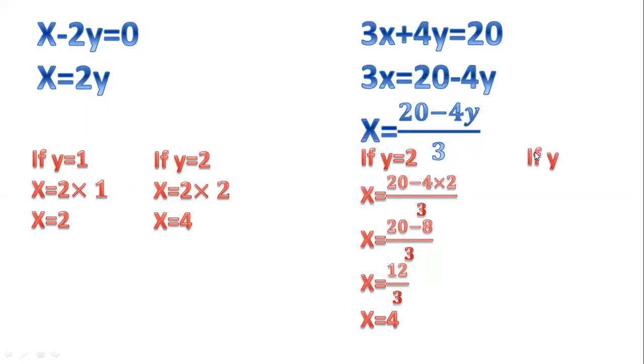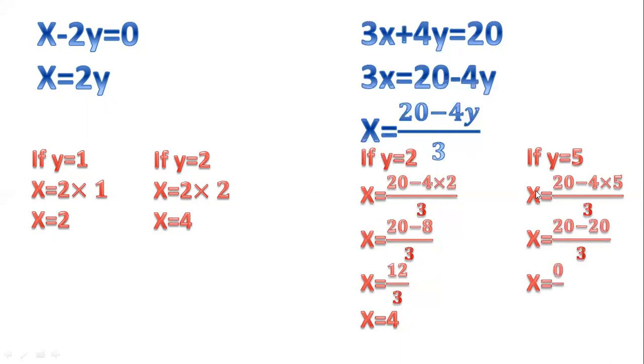So if y is equal to 5, then x is equal to 20 minus 4 into 5 divided by 3. That is x is equal to 20 minus 20 by 3. x is equal to 0 by 3. That is x is equal to 0. Now you have got two solutions for the second equation also.